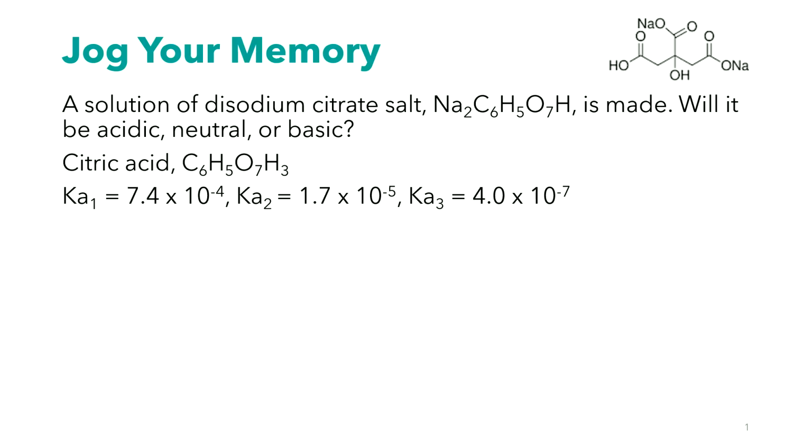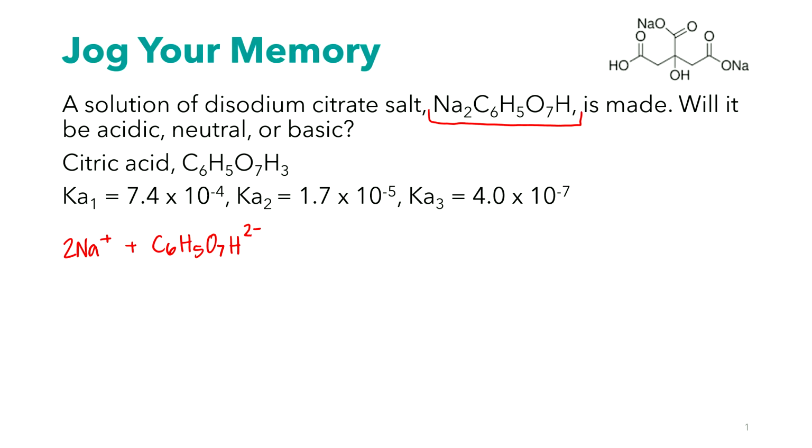All right, hopefully you wrote something down. So let's figure out what's going on in this question. Okay, we're dumping this thing into solution. All right, so our first step is to say, well, how does that break up? Okay, so we're going to have two Na pluses, and then we'll have this big organic thing, C6H5O7H 2 minus. I know it's got to be 2 minus because my salt has to be neutral. I've got two sodiums on there, both carry a +1. So then this thing must be 2 minus, all right?